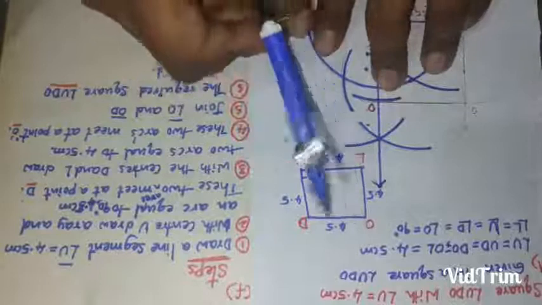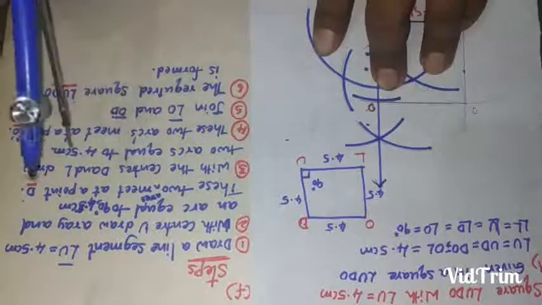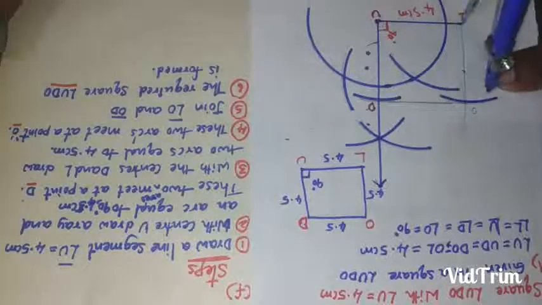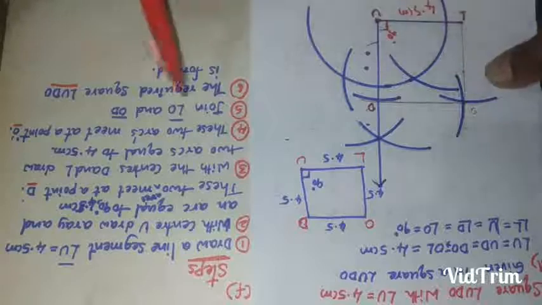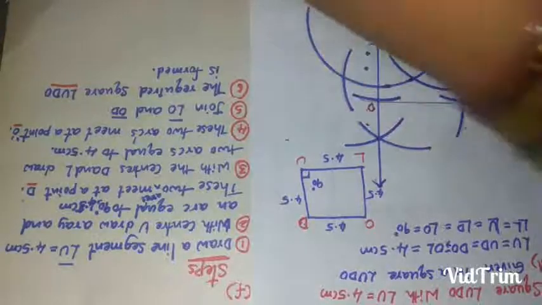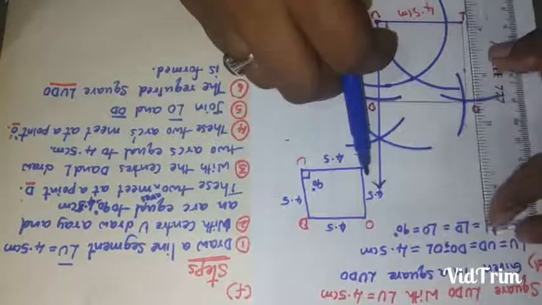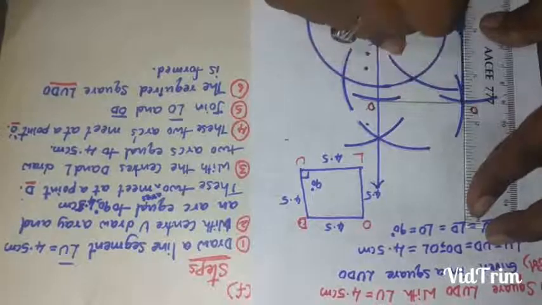Okay children, from L and D. So which centers? D and L. Draw two arcs equal to how many centimeters? 4.5 centimeters. From L, 4.5 centimeters arc. From D, 4.5 centimeters arc. So children, these two arcs meet at a point O. Okay children. Now, what should we do? Join LO and OD. LO and OD. See? Join these 2 points exactly children. This is very important.